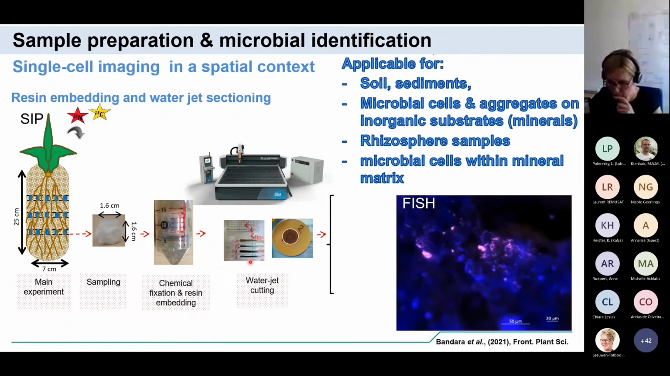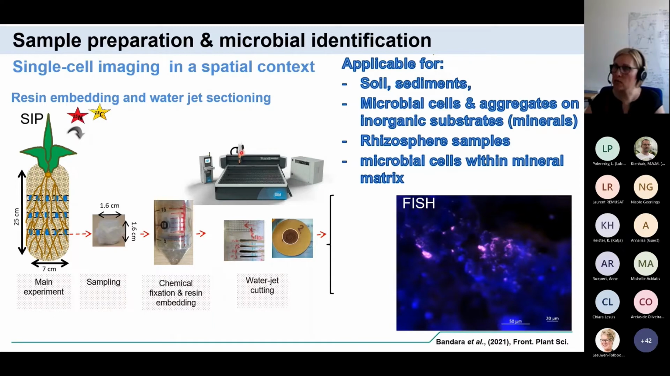And in this paper, we try to find a better way to section. Having soil, there is no way you can section with a microtome or ultramicrotome due to the inorganic particles and minerals. And if you use regular polishing, what the geologists are using, you are smearing the surface, and it will be very hard to do FISH after that and to have a proper analysis.